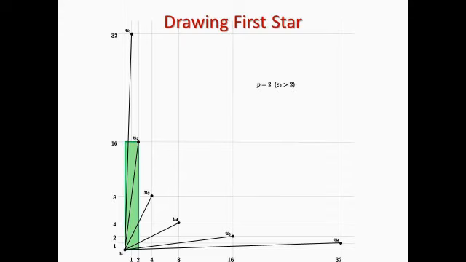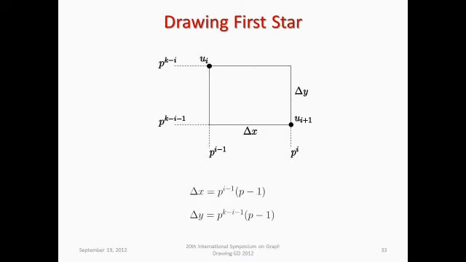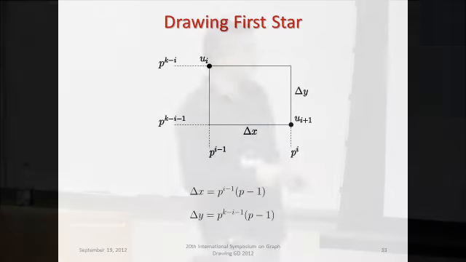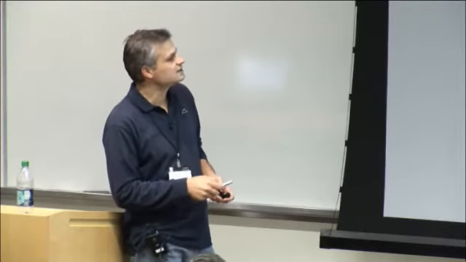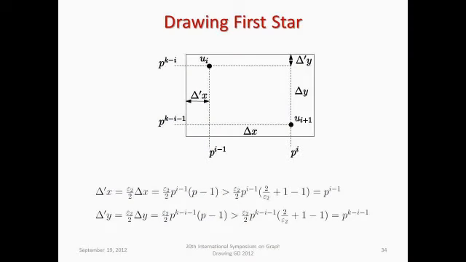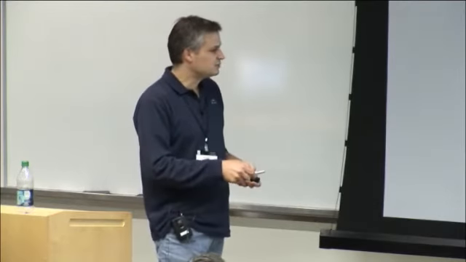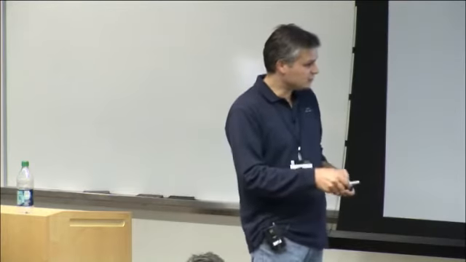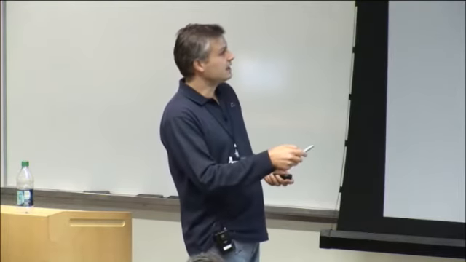And now consider 2 non-adjacent vertices, in particular 2 consecutive children ui and ui plus 1. Well, we have that the width and the height of the rectangle of influence, delta x and delta y, are given by these 2 equations. And if you now consider the expanded version of the rectangle, and we consider this enlargement, this delta x prime, we have that delta x prime is epsilon 2 over 2 times delta x. And doing some math, you can prove that this is larger than p to i minus 1. But p to i minus 1 is the x coordinate of this point.